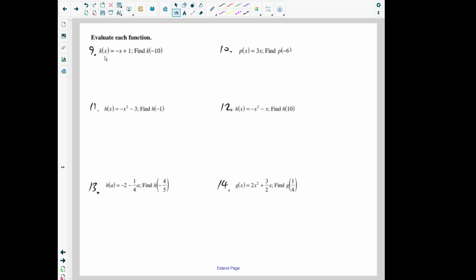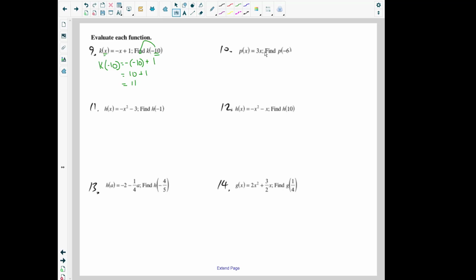Evaluate each function. All that means is this is what's getting plugged in for x. In other words, I'm going to replace all my x's with negative 10. I replace this x with negative 10, but I leave the negative sign there, and I put parentheses wherever there's a variable, plus 1. And then I plug that negative 10 into there. Double negative makes it positive, and that's equal to 11. So k of negative 10 is equal to 11.